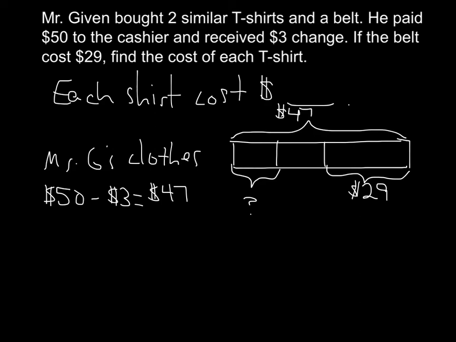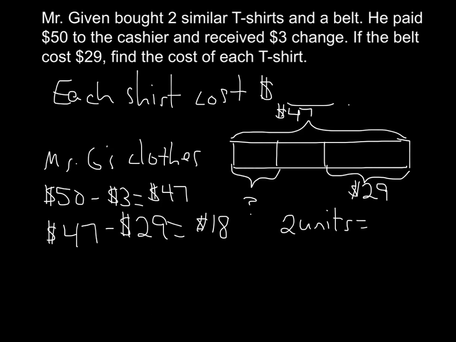And so the way we'll do that is we'll say, well, how much do both shirts cost? If we know Mr. Given spent $47, and we know 29 was on a belt, the difference is how much the shirts cost together. And so we can do 47 minus 29, which gives us $18. So we know that two units, the two shirts, are $18. And if two shirts cost $18, then one shirt should just be 18 divided by 2, which is 9. And so we know that each t-shirt cost $9.